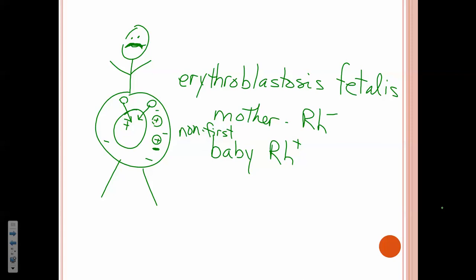This is a major reason why it's important for every woman to seek medical care during pregnancy, because some things can be prevented now. And this is a huge one.